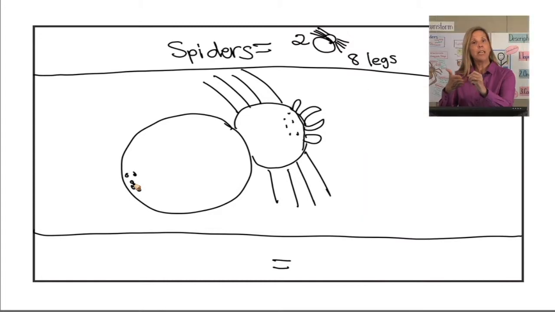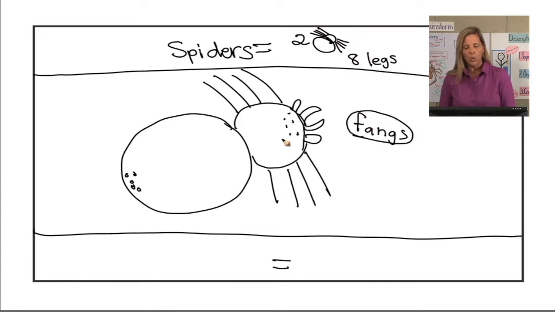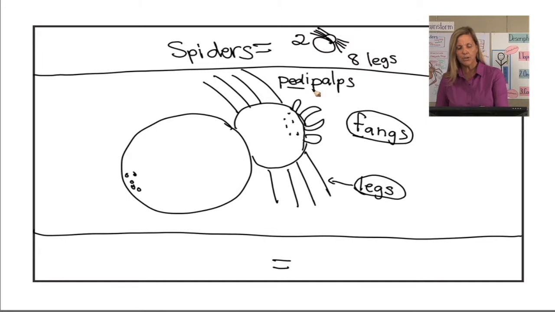After we draw a picture, what did our hand sign say to do next? Draw a picture, label the parts. Now we need to go back and label what's important to describe on the spider. Let's start at the top. Let's see, the fangs. Let's write fangs here. Put a circle. What is another thing that we need to describe? Let's describe the legs. Put a circle. What's another thing we need to describe? Let's describe the pedipalps. Put a circle.